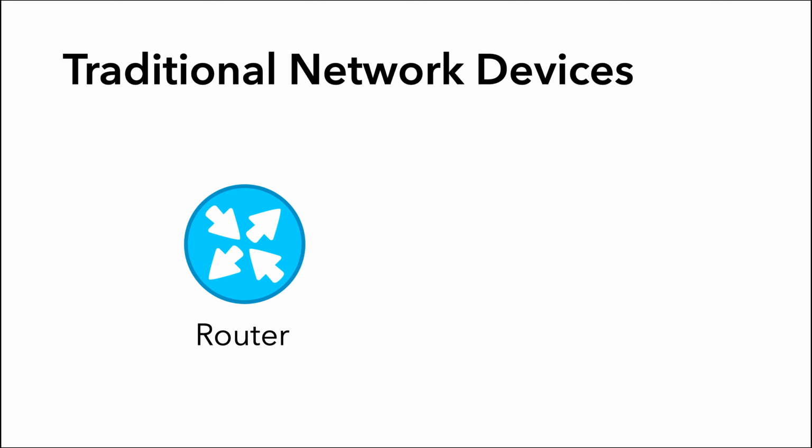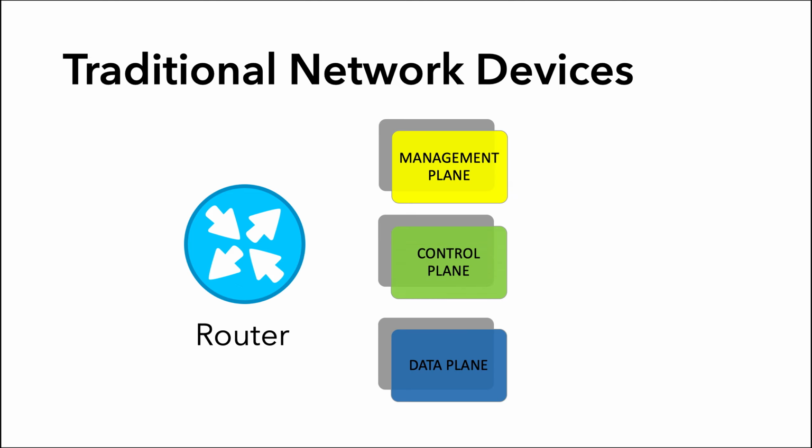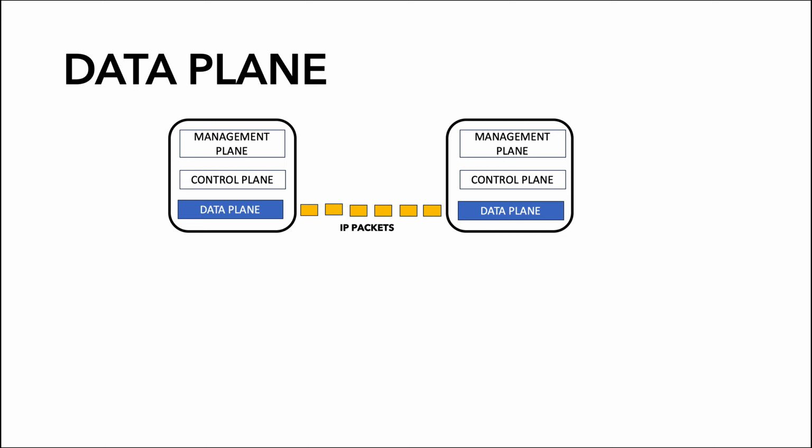For example, let's take a router. You can divide what it can do into three different planes: data plane, control plane, and management plane. So let's go ahead and discuss those planes in brief. Starting with the data plane. Data plane is also known as the forwarding plane.